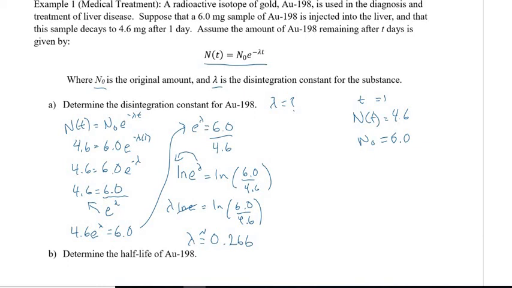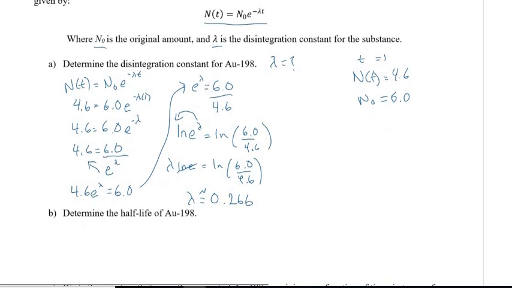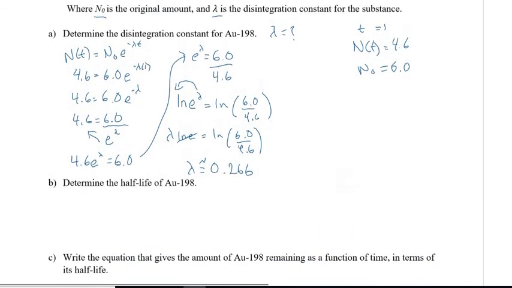So for gold 198 in this person's bloodstream, that constant is going to indicate how quickly the amount is dissipating. If it's higher or lower, it's going to have an impact on how quickly it's going out of the bloodstream.